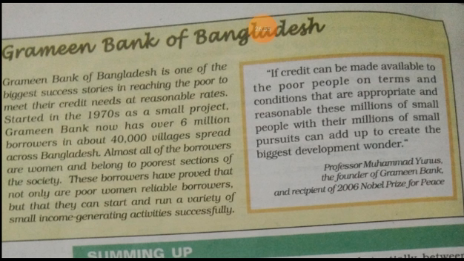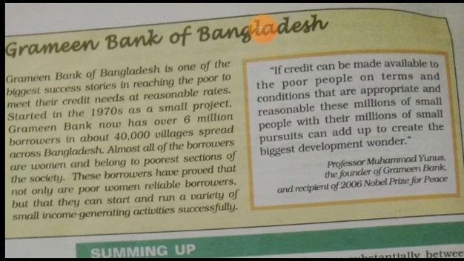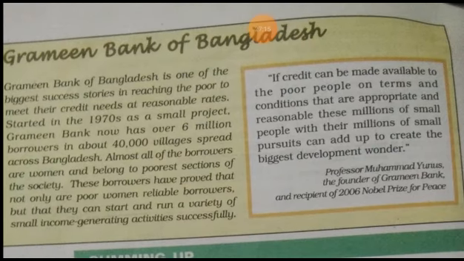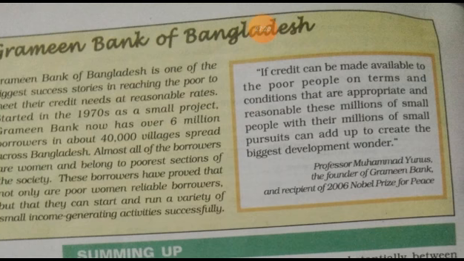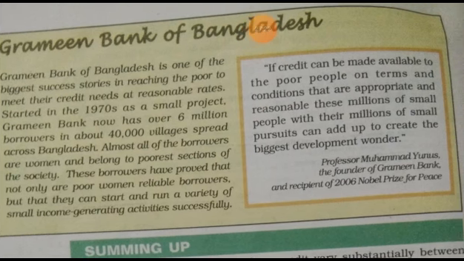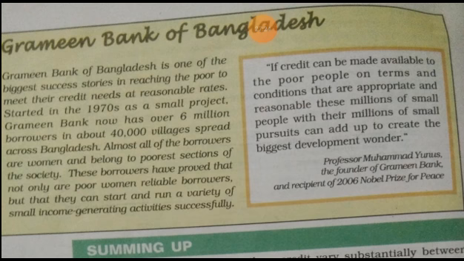Most of the borrowers are from the poorest section of society, because from formal sources of credit they generally do not get loans because of lack of security or collateral. But this bank, Grameen Bank, gives priority to the poorest section of borrowers, so that they can start and run a variety of small income generating activities successfully.